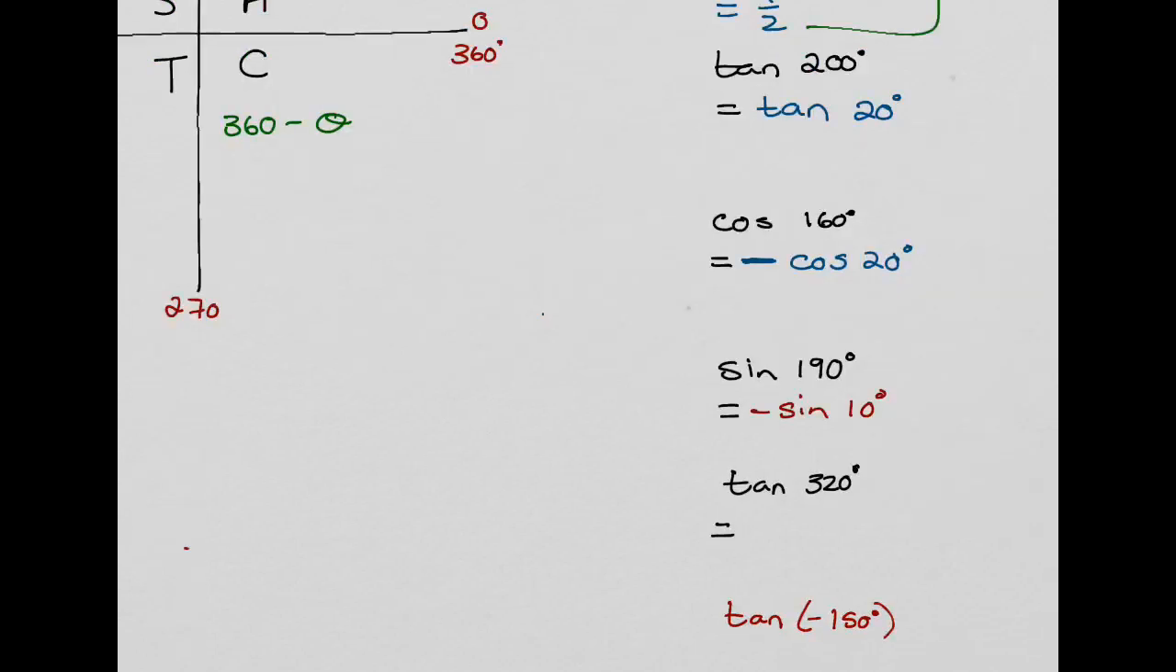We have to leave it like that because it's not a special angle. All right, and the last one here is tan 320. So 320 is going to be in this quadrant. So you have to ask yourself, it's going to be 360 minus 40 degrees. But because we're in cos's quadrant, we are working with a negative tan 40 degrees. Have to leave it like that. It's not a special angle.